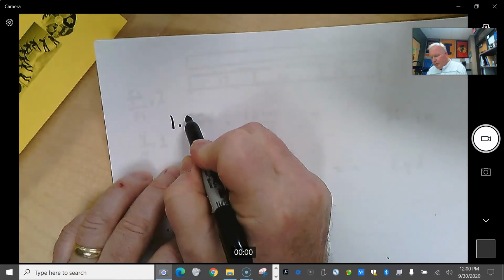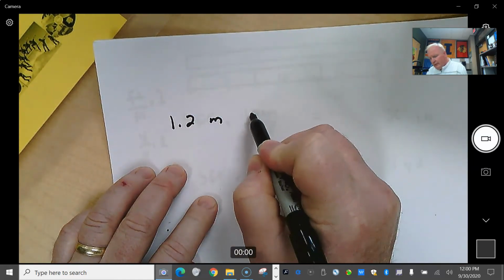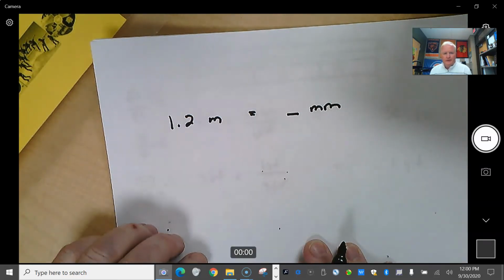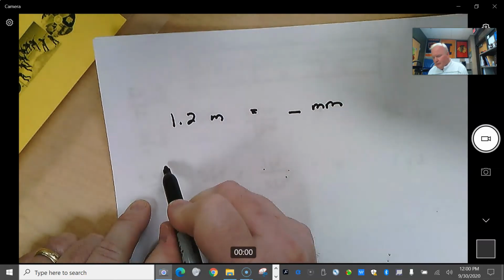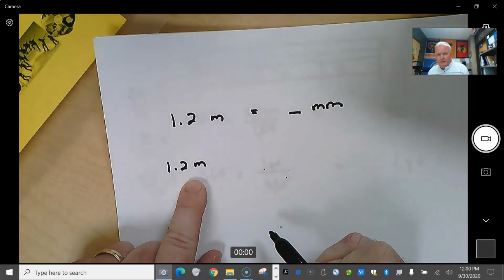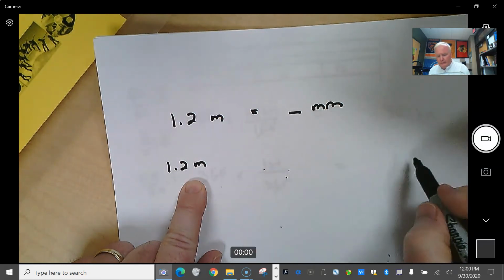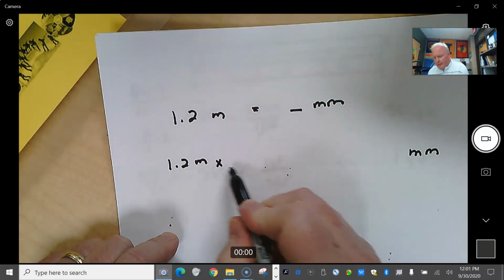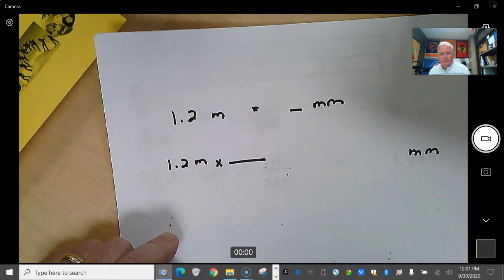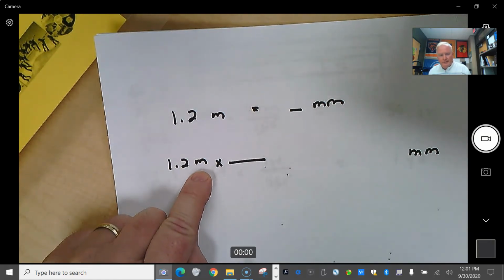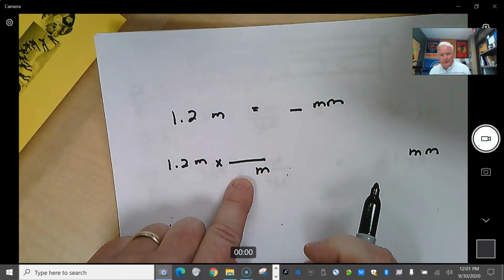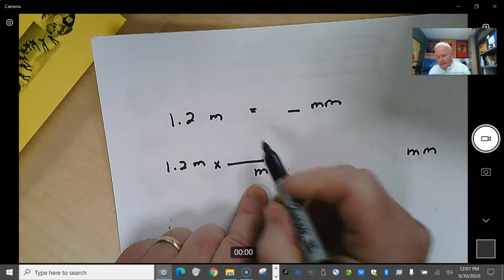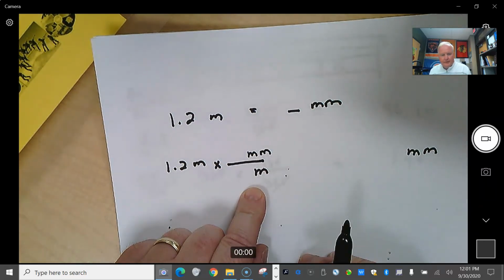Okay, 1.2 meters, and they want to know how many millimeters that is. Right, 6-step process. Take what we're given, write it down, 1.2 meters. Take what our goal is, put it over here, millimeters. Right, that's step 1. Step 2, build a conversion factor. Step 3, we want to get rid of meters, so we put that opposite of our given, right? So we can cancel it out. We want to get to millimeters, so we put that on the top, right?